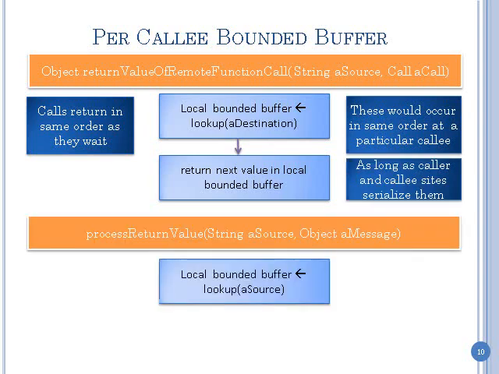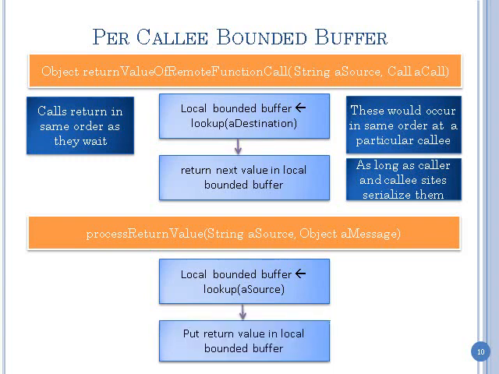And when you process the return, you go and look up the source of the message, go to that queue, and put the return value in the buffer. Okay, so it's a little bit more complicated that we have multiple bounded buffers, and at the server end is where the complication arises.